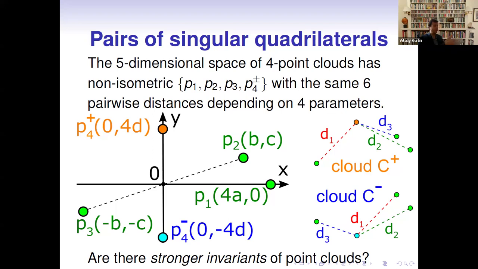The problem is that for any four points, even in the plane, we could consider the tetrahedron on these four points, but if our points are in the plane, the tetrahedron is degenerate. Degenerate means that the volume of this tetrahedron is zero, right? But for any points in three-dimensional space, the volume of the tetrahedron can be expressed in terms of six interpoint distances. So there is a formula for that. It's somewhat complicated, but it is possible.